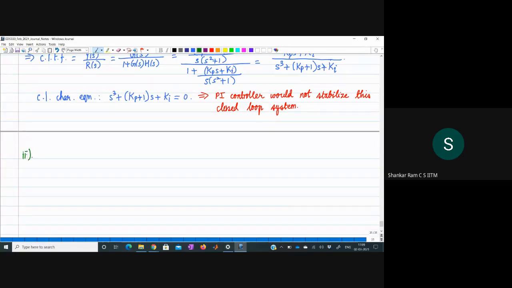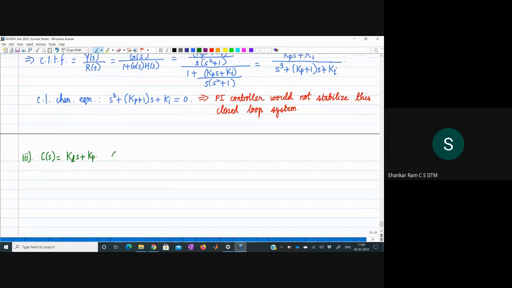Then the third controller is the PD controller. So what is this PD controller? If you consider the PD controller, it's going to be KP plus KDS, so I'm just writing it as KDS plus KP. In this case, the forward path transfer function is going to be equal to C of s times P of s, which is KDS plus KP divided by s squared.